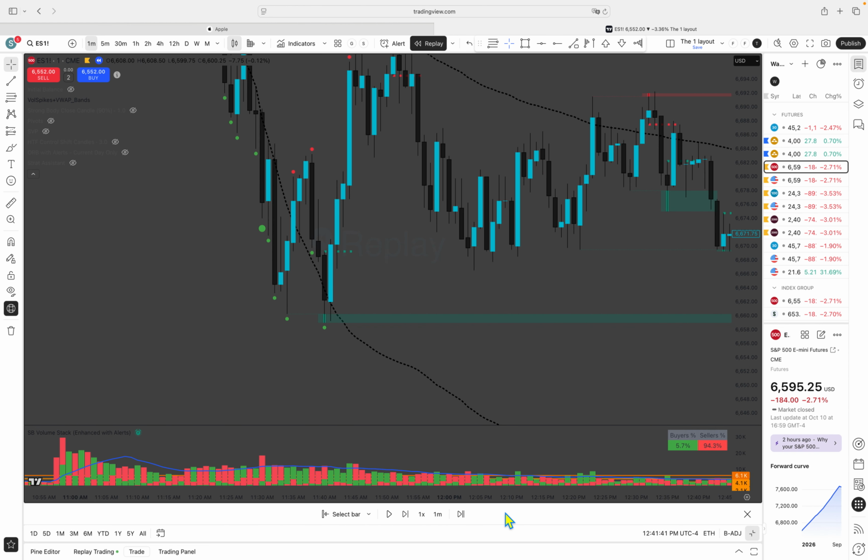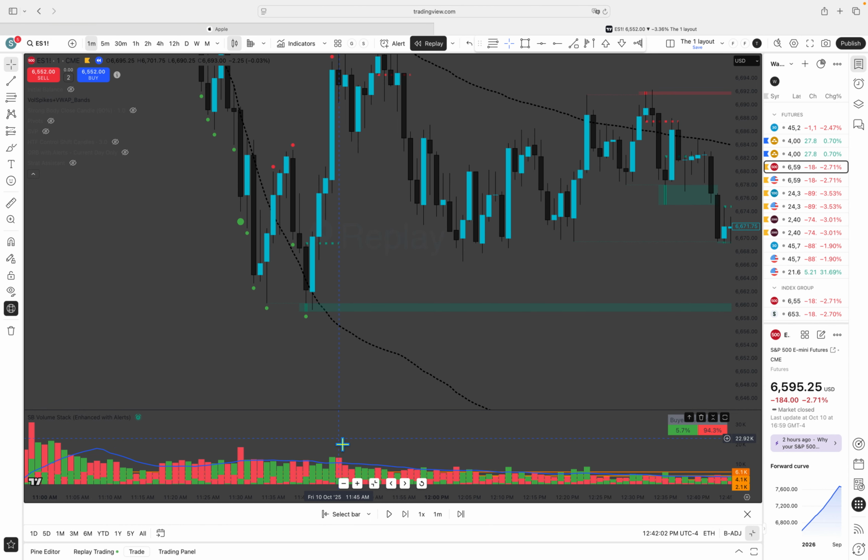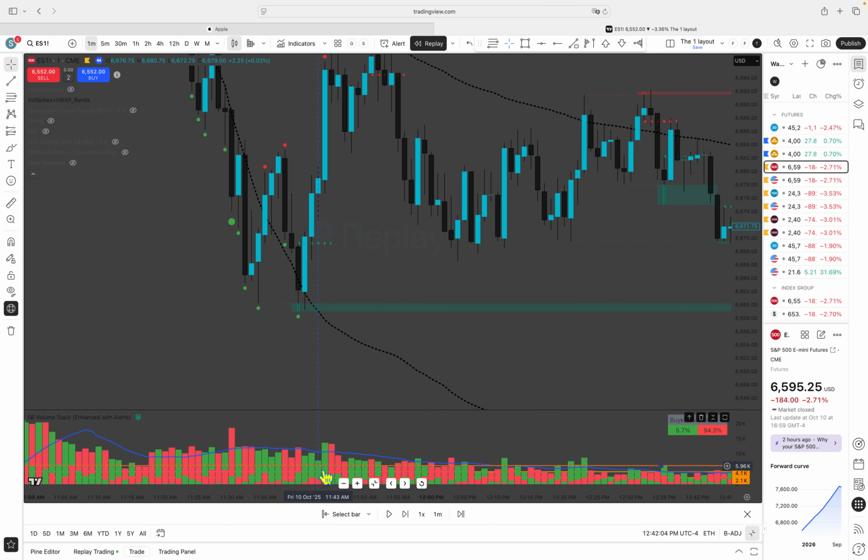If you notice here, you'll see that I have these different levels marked on the volume stack. Those levels are 2.1K, 4.1K, and 6.1K. 6.1K is going to lead to your more meaningful reversals on ES futures. So when you see the levels getting broken right here, where you'll see the 6.1K, and you also see this green dot right here.